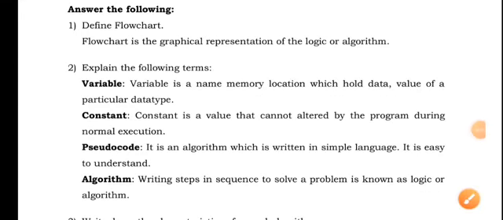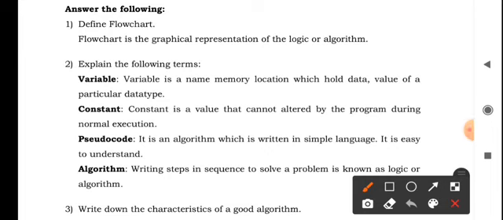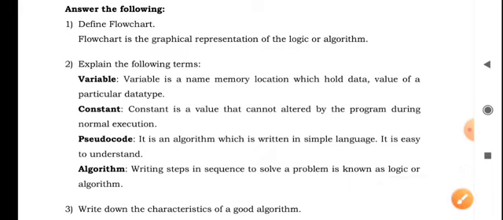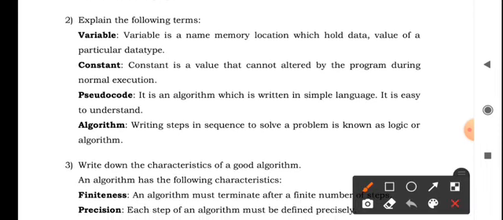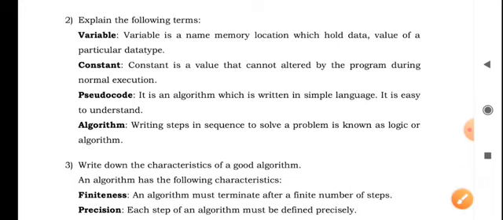Answer the following. Define flowchart. Flowchart is the graphical representation of the logic or algorithm. Explain the following terms. Variables. A variable is a named memory location which holds a data value of a particular data type. What is a constant? A constant is a value that cannot be altered by the program during normal execution. In simple words, we can say a constant is a fixed value.